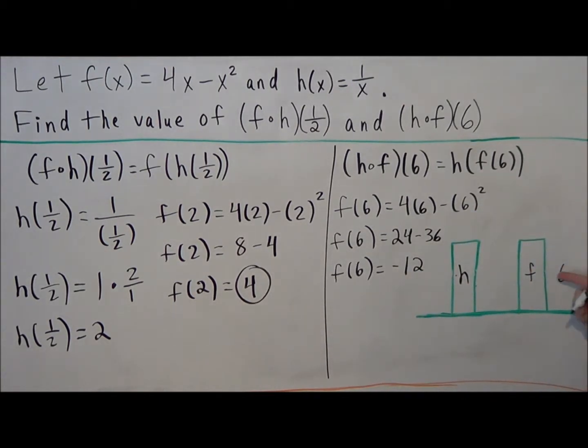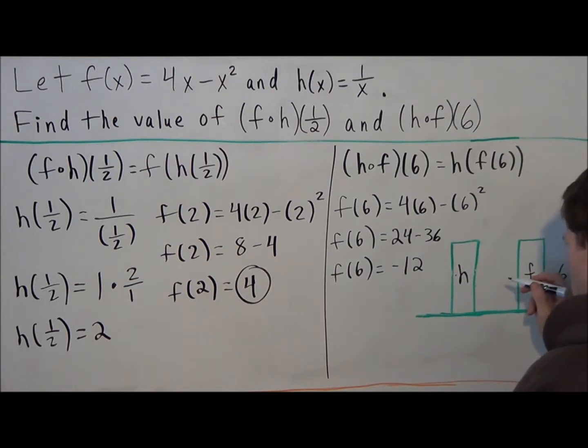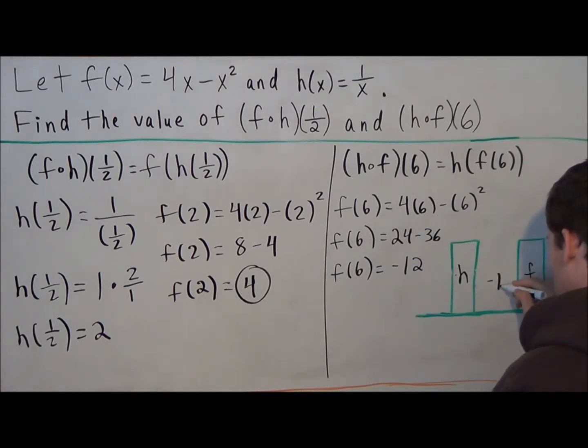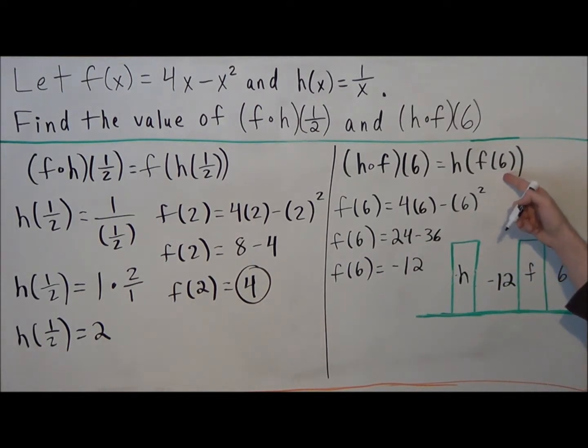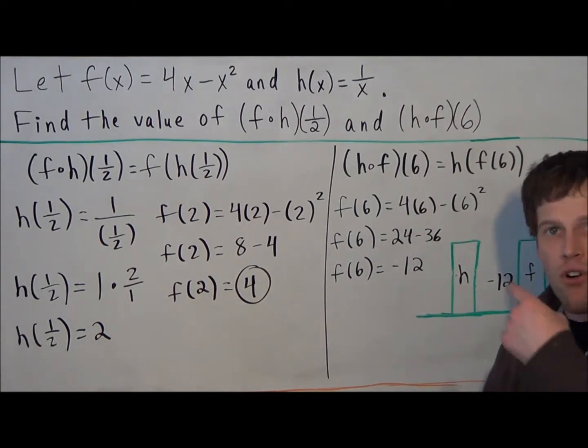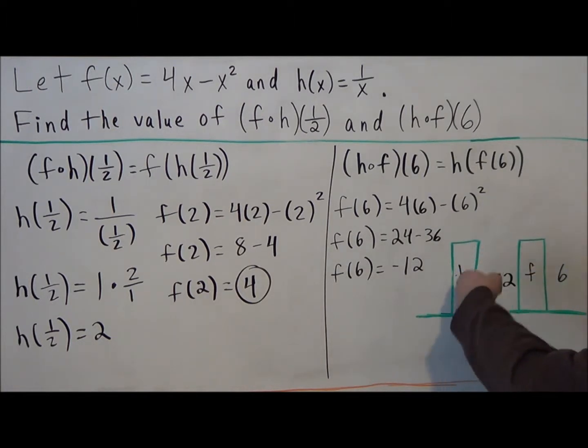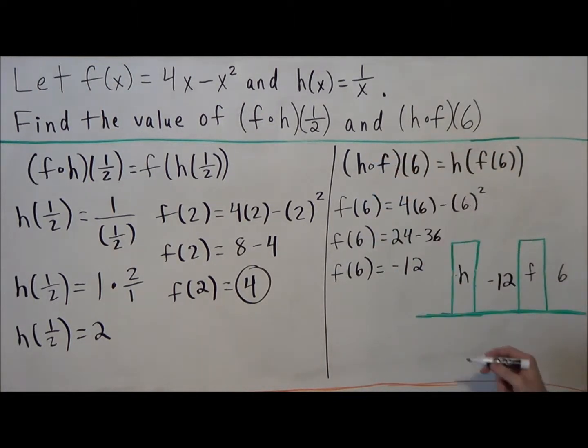So this tells us when we send 6 into the machine f, or the function f, it's going to send out a negative 12. So we're sending negative 12 into the function h. That is, we can replace f of 6 now with negative 12. So you're always sending the output into the next function depending on the order it shows up.